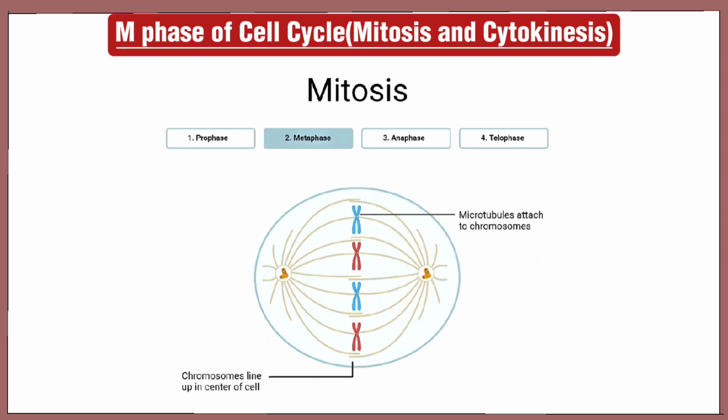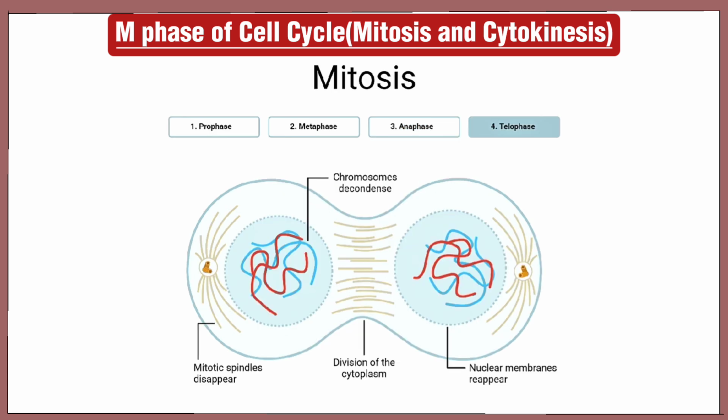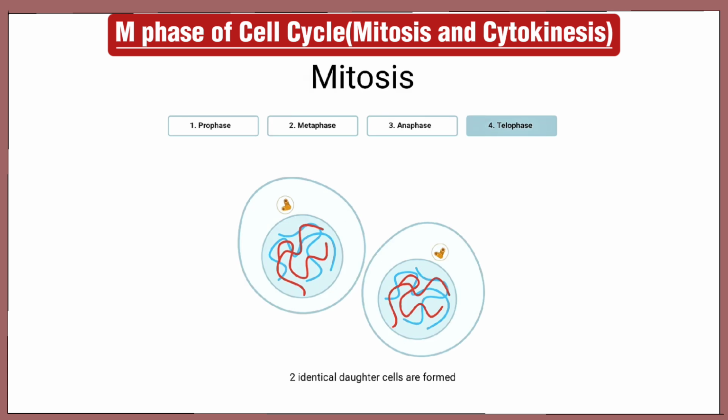Then in metaphase, spindle fibers align the chromosomes along the cell equator. In anaphase, the spindle fibers separate the sister chromatids into two separate groups of chromosomes, pulling them towards the poles. And in telophase, the nucleus and the nuclear membrane reform. The chromosomes disperse into chromatin. Then in cytokinesis, which is the division of the cytoplasm, two daughter cells are formed.